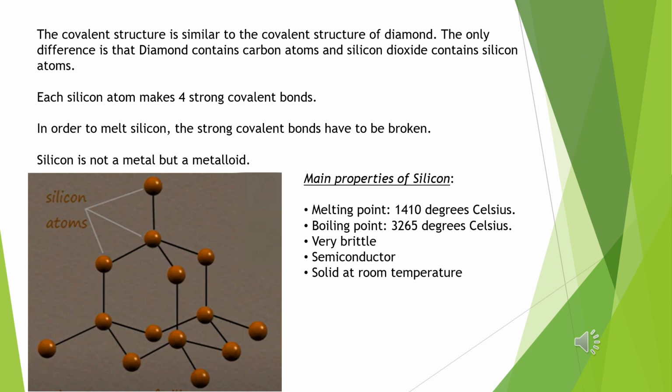Silicon is not a metal, but a metalloid. Main properties of silicon: melting point 1410 degrees Celsius, boiling point 3265 degrees Celsius. Very brittle semiconductor, solid at room temperature.